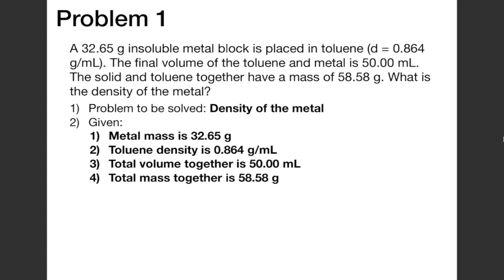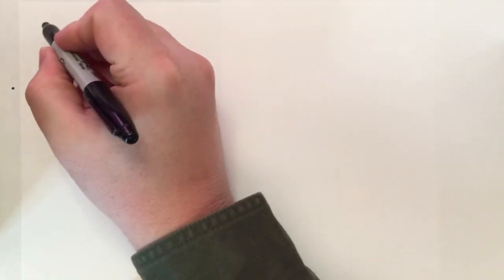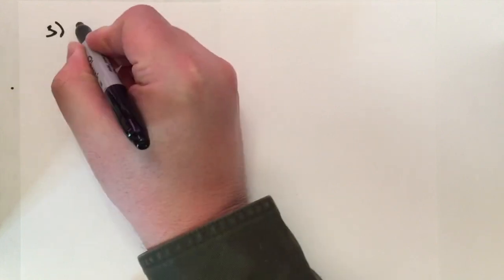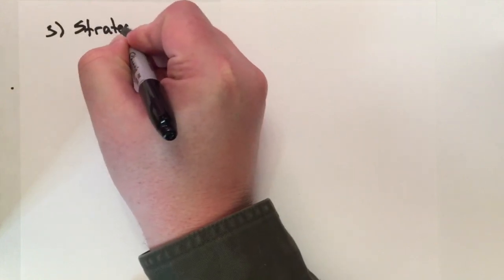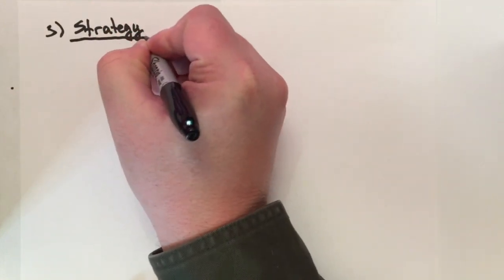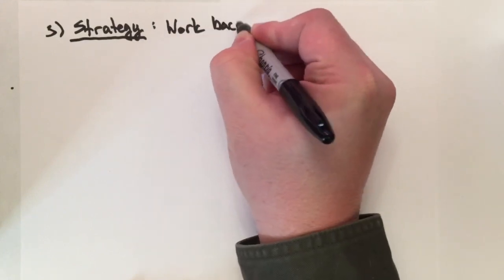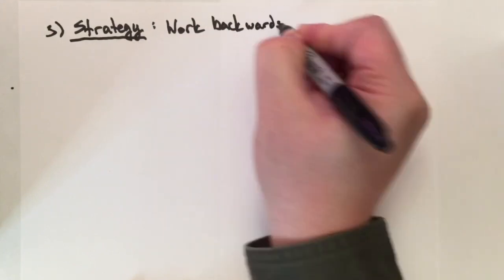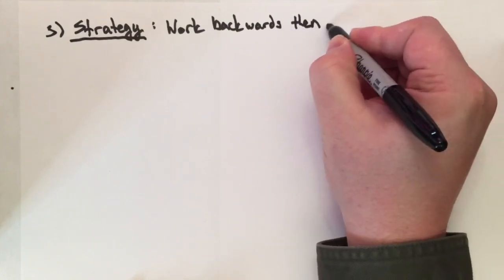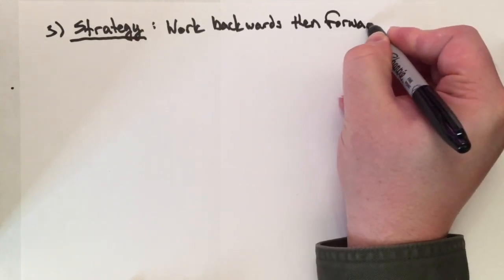I'm now going to go through and develop the strategy, step three, and implement that strategy, step four, by hand as I did previously. The strategy that we're going to use in this problem is a little bit more involved than what we used in the previous one. Here, we're going to work from our answer, determine our knowns and our unknowns, keep going until we get all knowns, and then bring that problem forward.